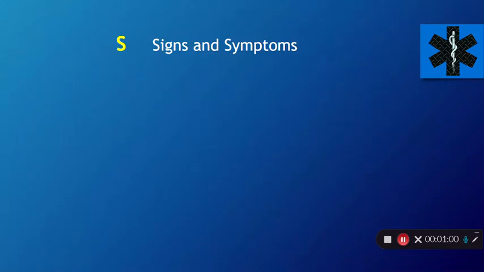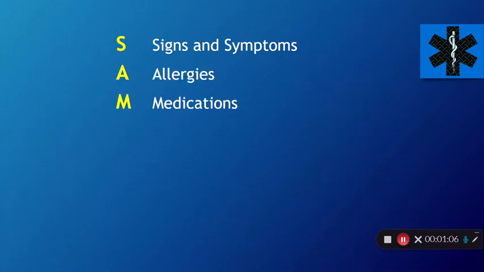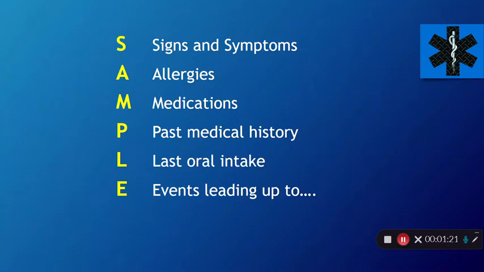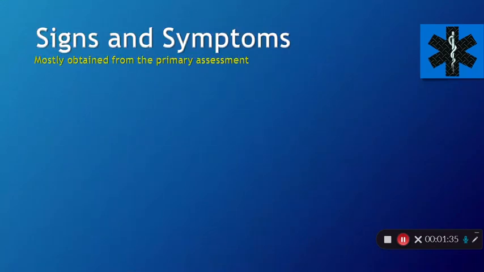So you all know what sample history consists of. S is signs and symptoms, A is allergies, M is medications, P is past medical history, or some people say past pertinent medical history, L is last oral intake, E is events leading up to, and we're going to throw a new one in here. We're going to throw in R for risk factors. And we're going to make this our SAMPLER history. We're going to talk about each of these. Okay, so first one is signs and symptoms.